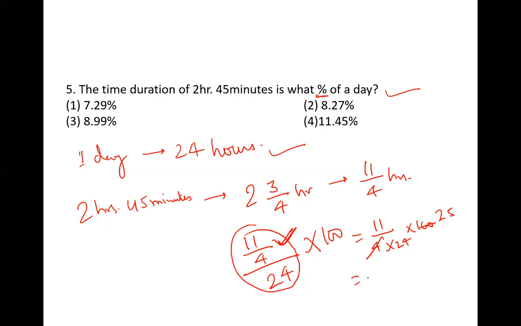And this becomes 275 upon 24, and when we solve, it will become 11.45%. So option number 4 is the correct option.